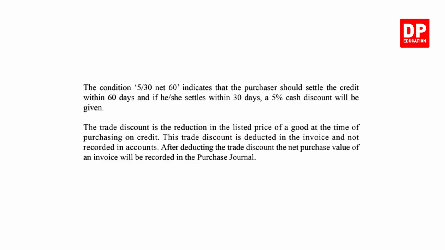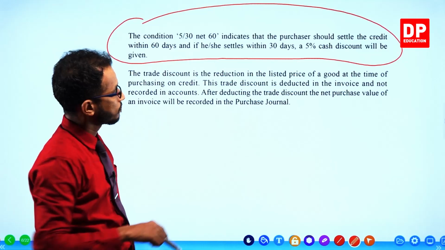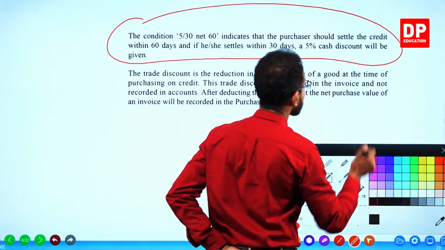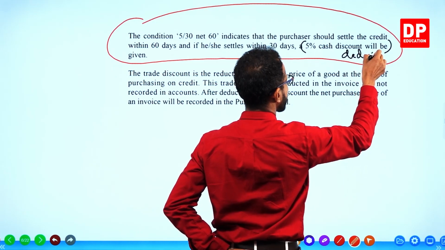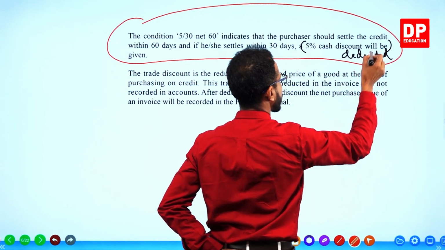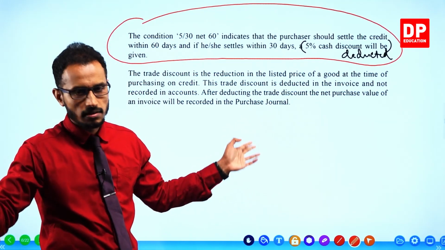All right. It is given here, children, the meaning of that condition. The condition 5/30, net 60, indicates that the purchaser should settle the credit within 60 days. And if she settles within 30 days, a 5% cash discount will be deducted. Okay, right, done.